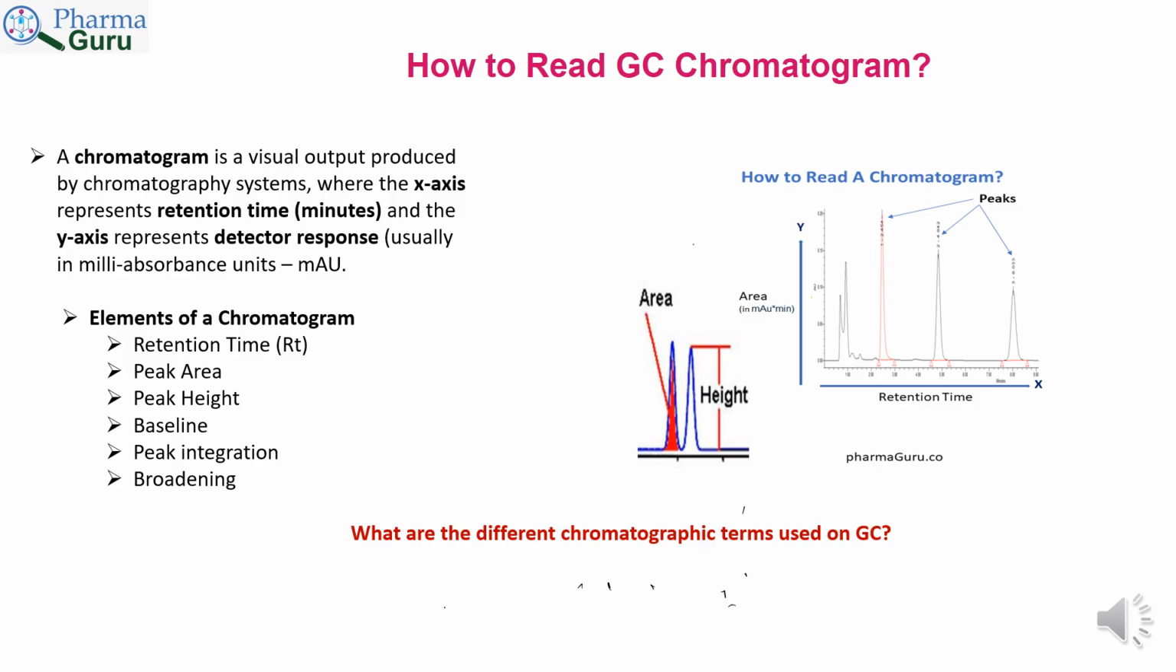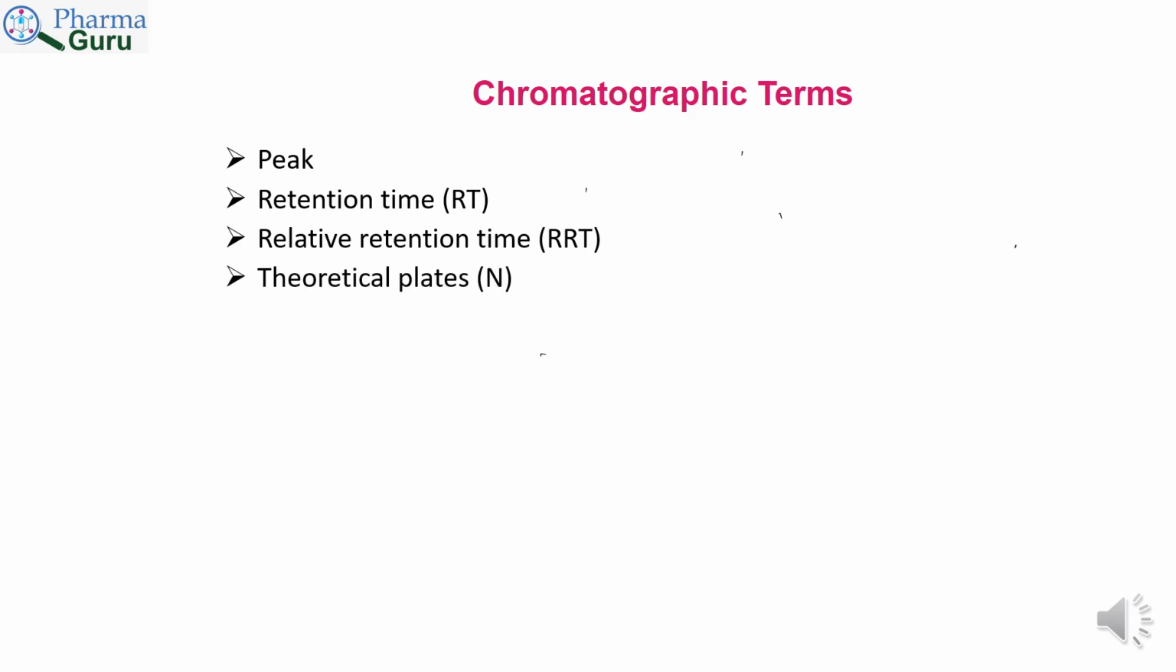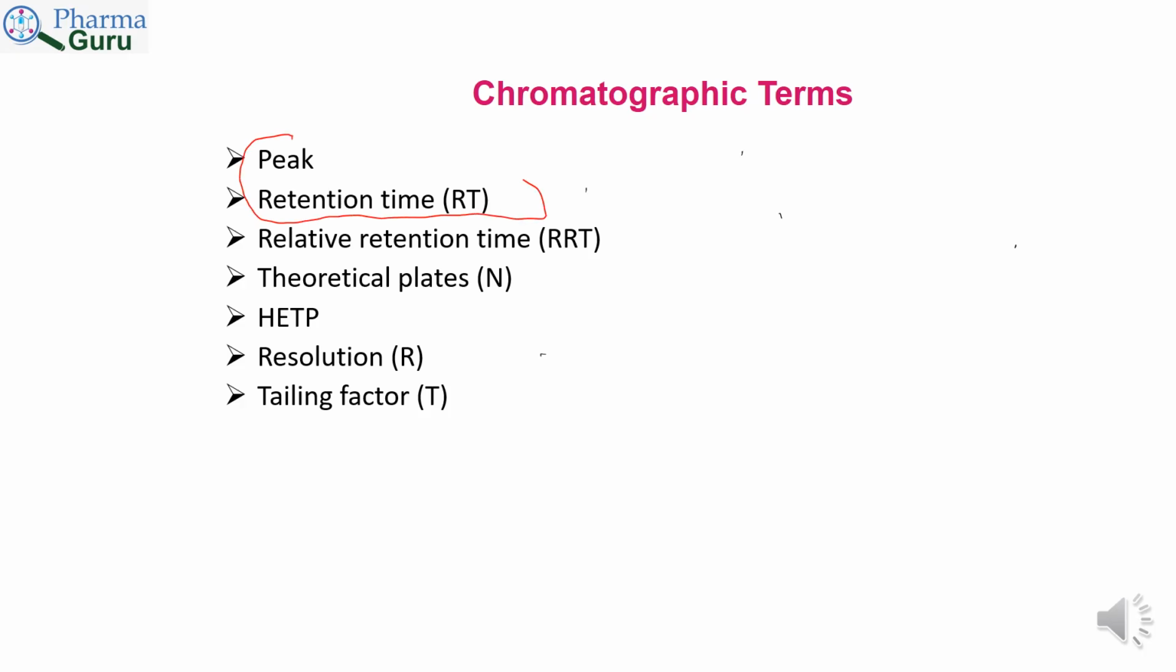Now question comes, what are the different chromatography terms used in GC? Peak, retention time, relative retention time, theoretical plate, HETP, resolution or R, tailing factor. Out of these, I have already discussed about peak and retention time. Coming to RRT.